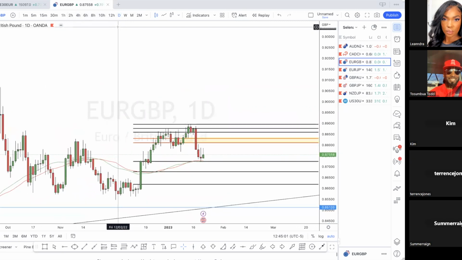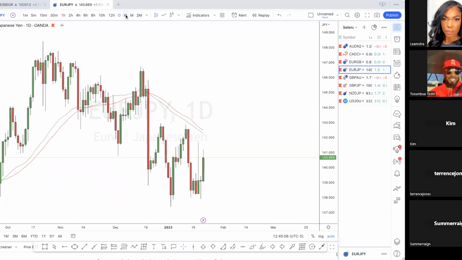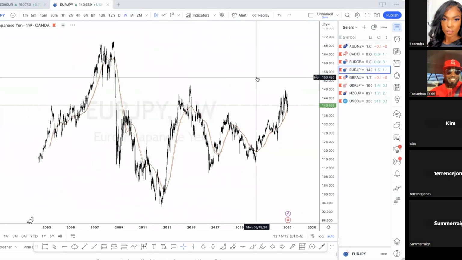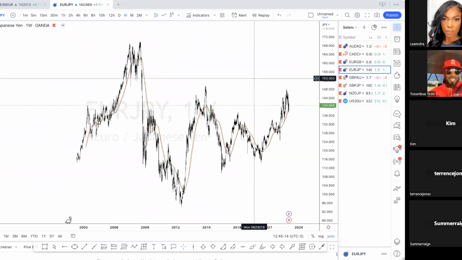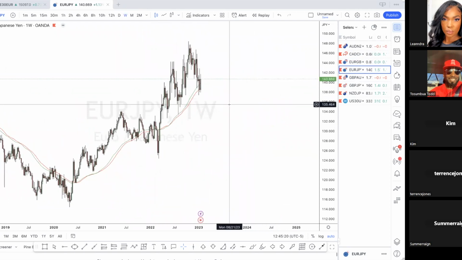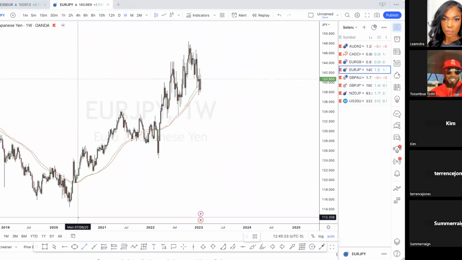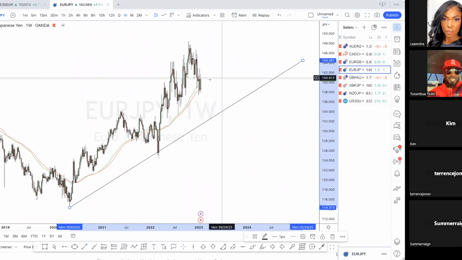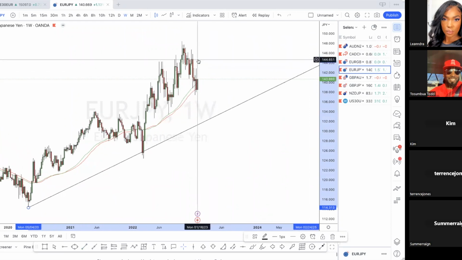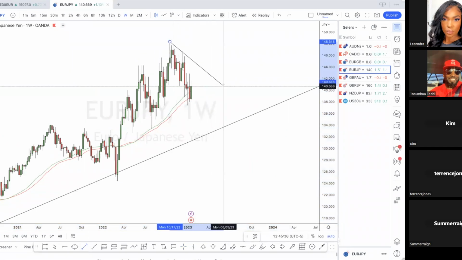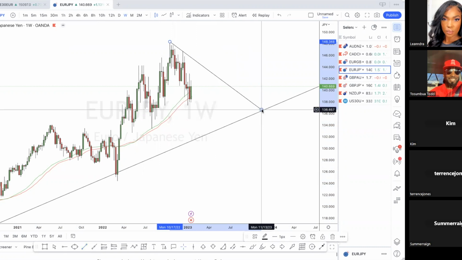Any other questions on EG? Next, we have EJ. If I look at the overall, it is currently, just going to draw my trend line here. But it's also based on the weekly, but it's also selling.